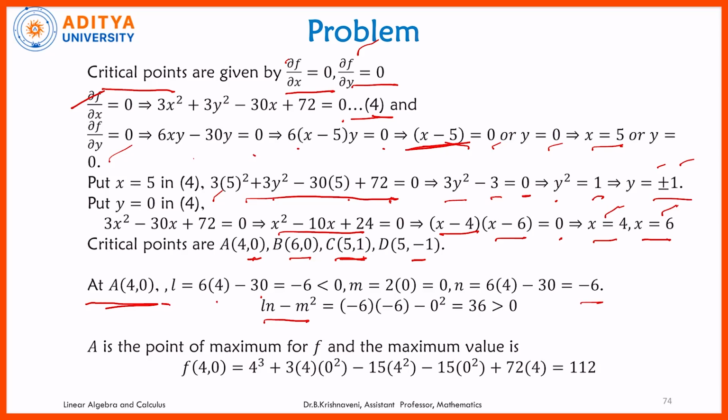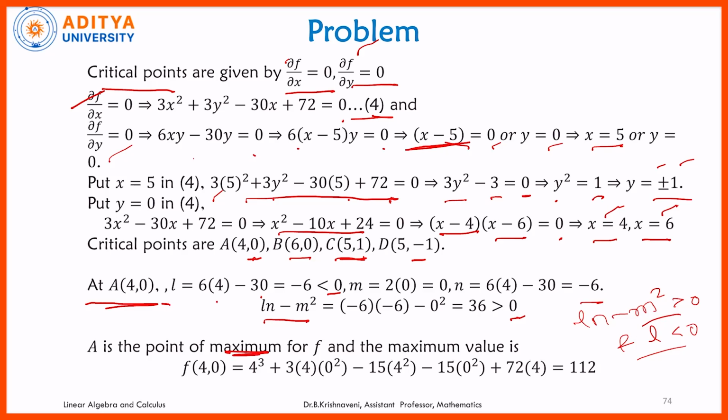Now find LN minus M square. L is minus 6, N is minus 6, minus M square, 0 square, which is equal to 36, greater than 0. Now the condition we got: LN minus M square is greater than 0, and L is less than 0. If LN minus M square is greater than 0 and L is less than 0, obviously the function has the maximum value at that point.